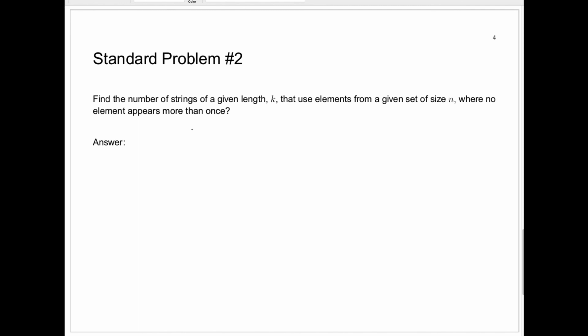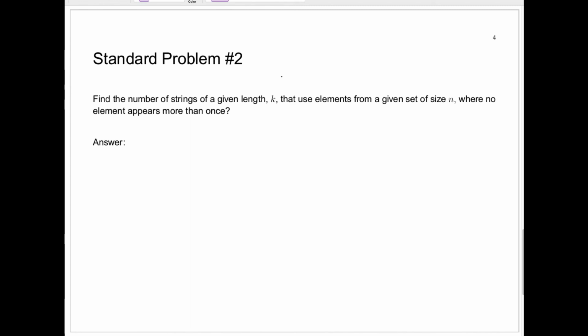So before we finish today, we want to talk about standard problem number 2 in the book. Standard problem number 2 asks us to find the number of strings of a given length k that use elements from a given set of size n, where no element appears more than once. So we're not allowed to repeat elements. In general, for a string, you can repeat elements. But here we're asking, what if we're not allowed to repeat elements? We want a string of length k from an alphabet or set of size n. How many ways can we do that?